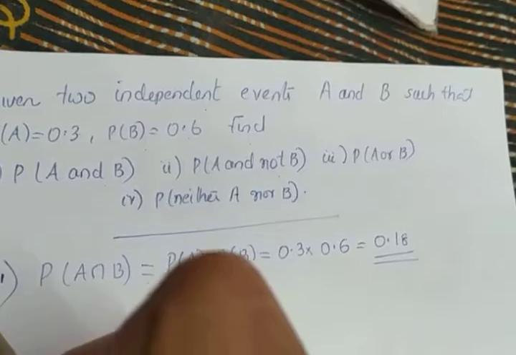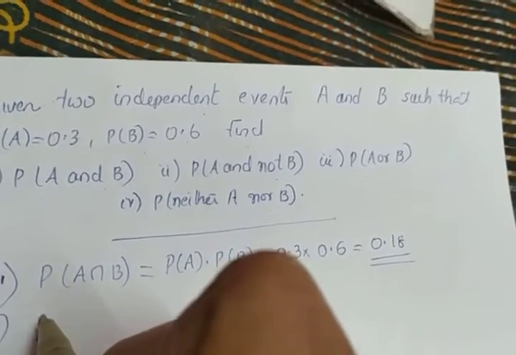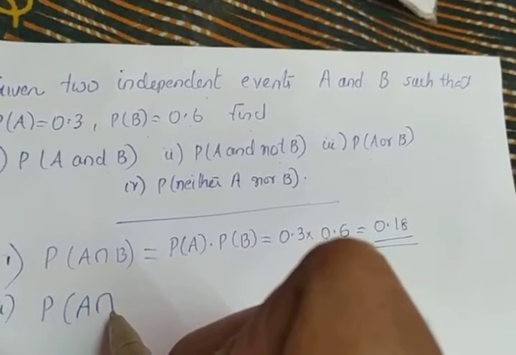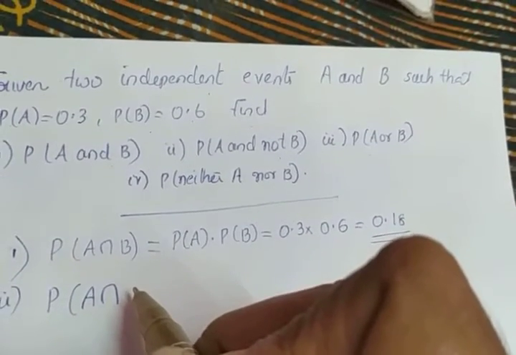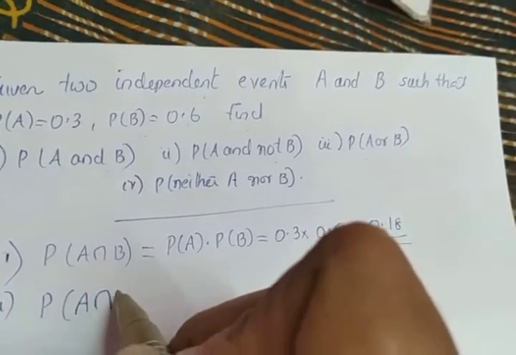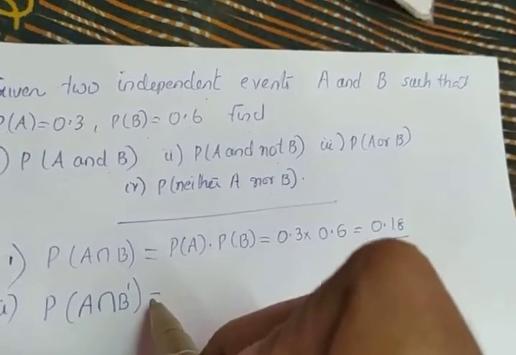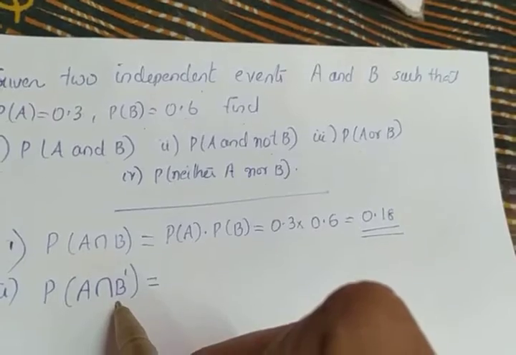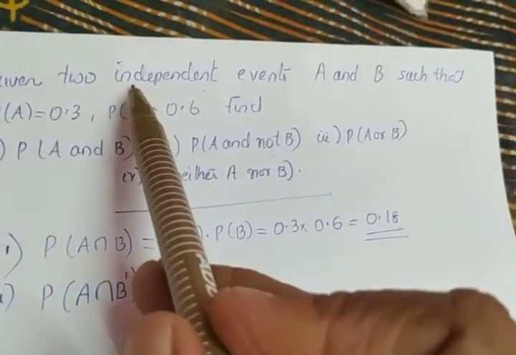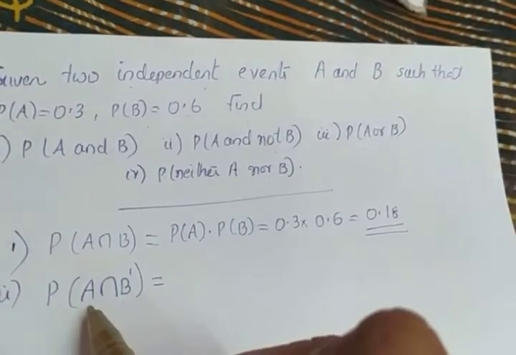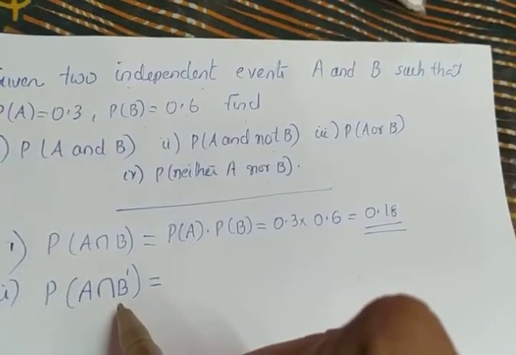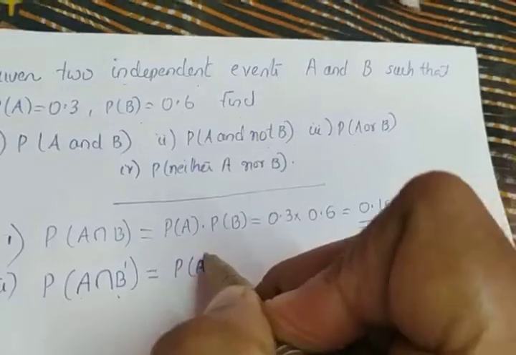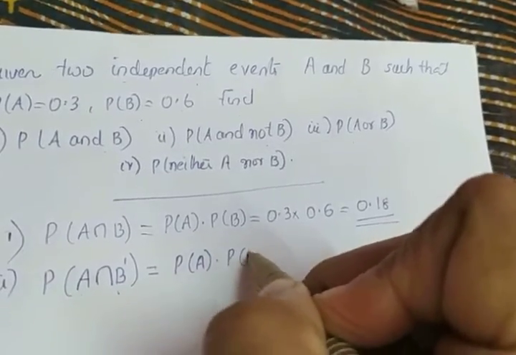Okay. The second one is P of A and not B. A is A itself. Instead of "and", we can use a notation intersection. Not B means the complement of B, which is B dash. Since A and B are independent, we have the conclusion that A and B dash are also independent. So how can we write P of A intersection B dash? We can write it as P of A into P of B dash.